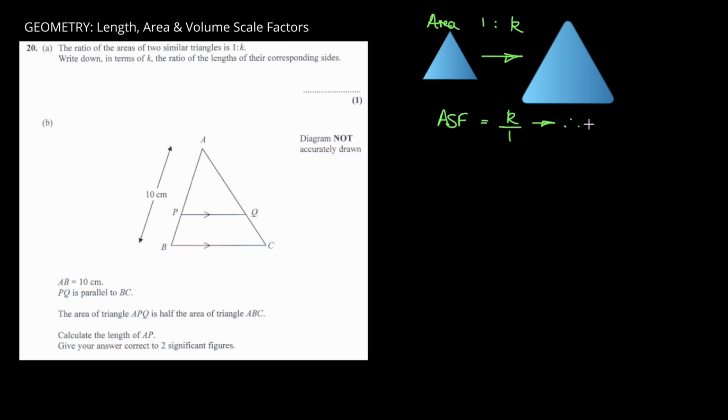So therefore, the length scale factor is the square root of the area scale factor. So the length scale factor is the square root of k. And that is your answer. And that was part A. Let's have a look at part B.